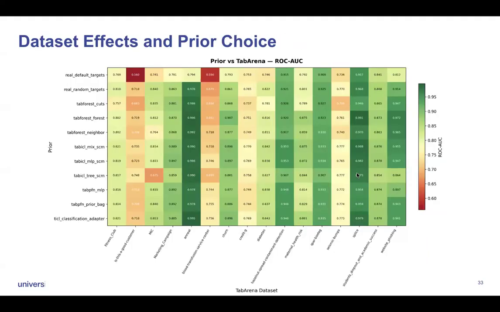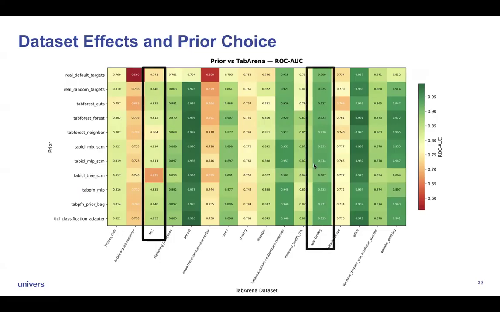And yeah, we evaluated on TabArena again, and we could already see here that on some data sets, the choice of the prior matters much more and causes a much bigger difference between priors in the downstream performance than on some other data sets, where all priors are roughly similar.